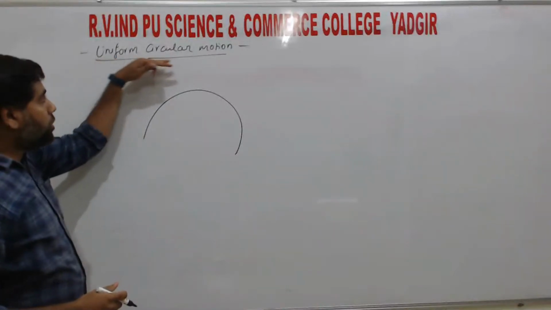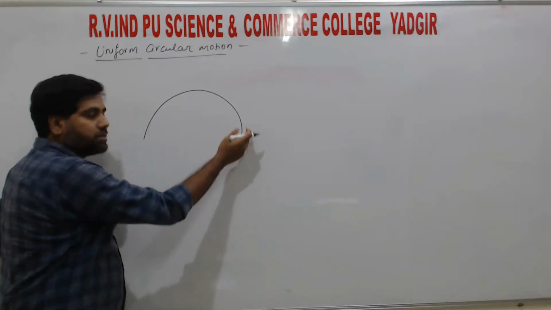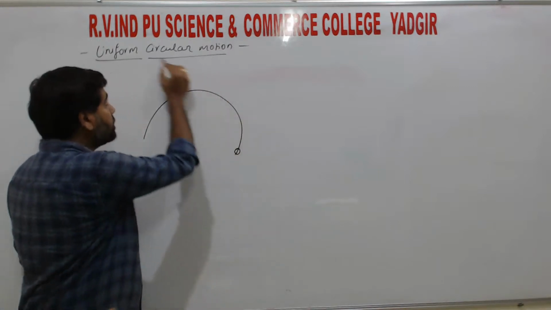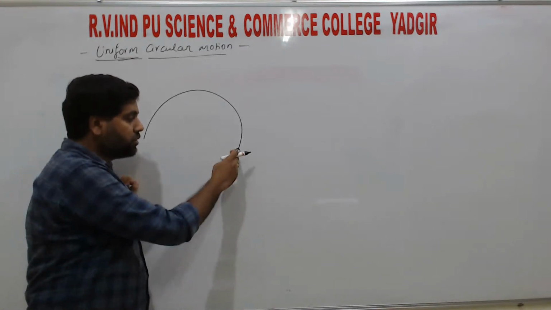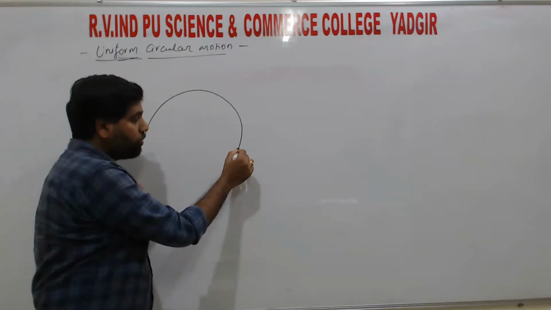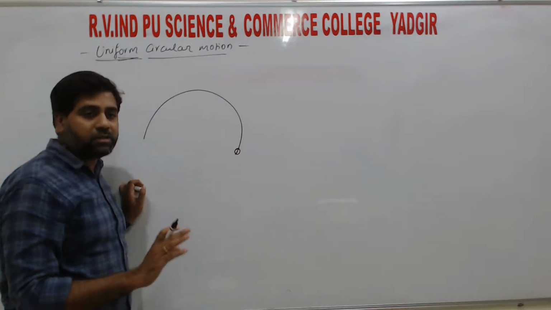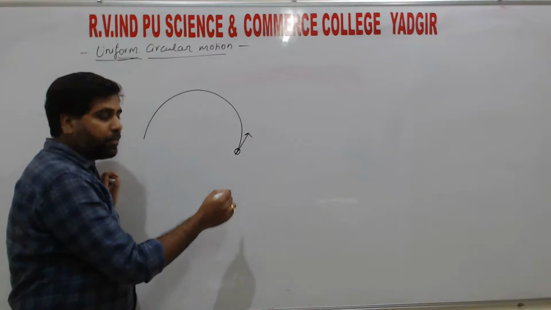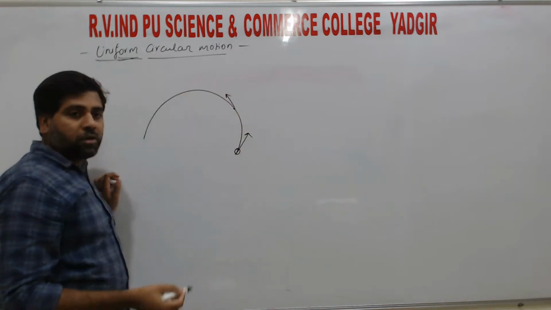So here, uniform circular motion is when the object is moving in a circular path with a constant speed. That we call uniform circular motion. Here the object is moving in a circular path with constant speed, not constant velocity. There is a difference between speed and velocity. At each and every point in its motion, its speed always remains constant.